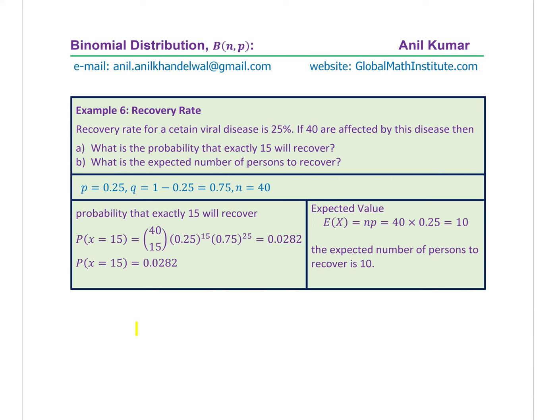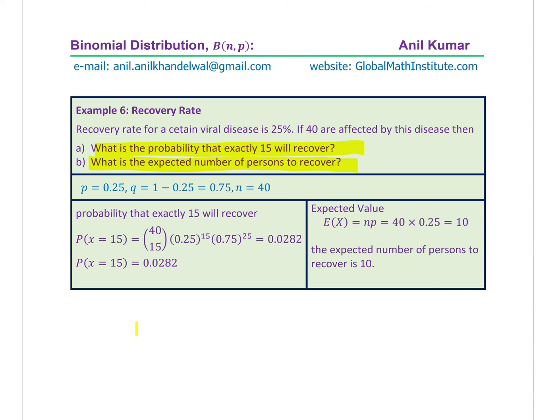Example 6 is recovery rate. The recovery rate of a certain viral disease is 25%. If 40 are affected by this disease, then what is the probability that exactly 15 will recover? And part B is what is the expected number of persons to recover, right? So these two questions go hand in hand when we are working with probability distribution questions, right?